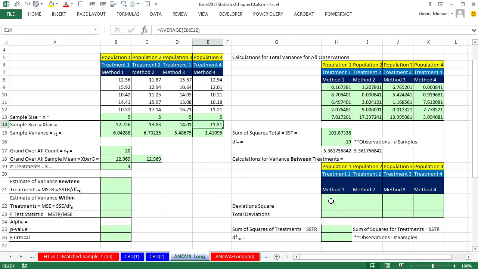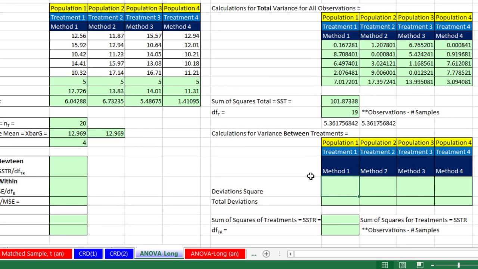So down here, I'm going to calculate the deviation squared for each one of our sample means. So you ready? Equals open parentheses, relative cell reference. Notice when I copy it over here, it'll move relatively, minus the grand overall mean, F4 to lock it, close parentheses, and caret 2. Control Enter, and copy it over.